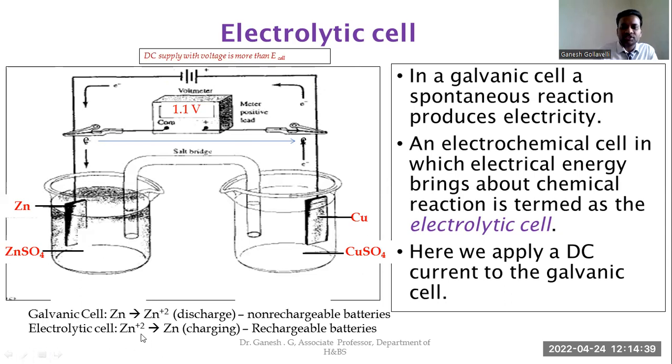So here the Zn2+ in the solution would take the electrons and convert into zinc. Means again the zinc electrode would be regenerated, and this process is known as the recharging process. It happens in rechargeable batteries. Such a combination of discharge and charging produces a rechargeable battery, or a modern battery.